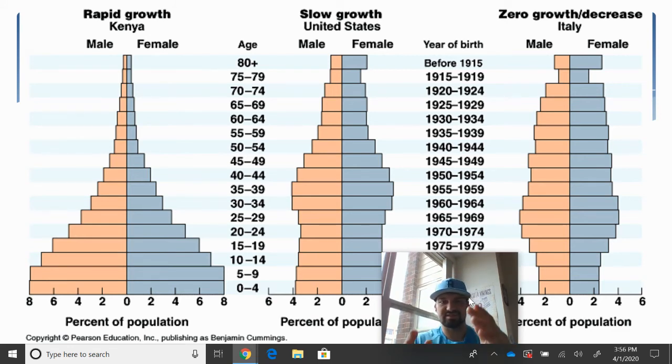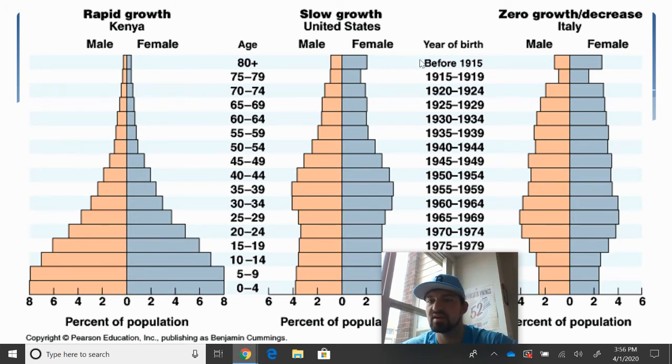All right, the United States is a good example of slow growth. All right, because you see it's a little bit fatter of a pyramid as we go up. All right, and so you can just tell maybe that there are still more babies being born than people dying because it's still a little bit skinnier up top, but it's definitely not as dramatic as a rapid growth model like we see with Kenya there. All right, so there's still some growth in the United States, but it's nowhere near as fast as Kenya.